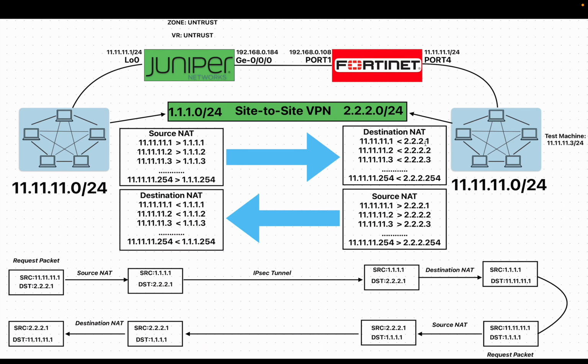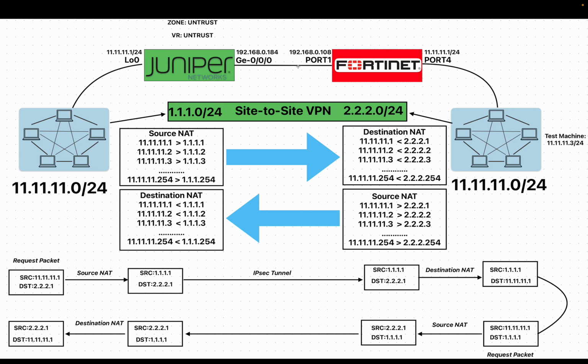Network topology. On my screen, left hand side we have the Juniper SRX device, and on the right hand side we have the FortiGate firewall device, which is already configured. If you are interested in the configuration on the FortiGate firewall, then you can refer to the other video on the FortiGate firewall. I'll share the link for the same, and you will see the link for the tutorial on your screen.